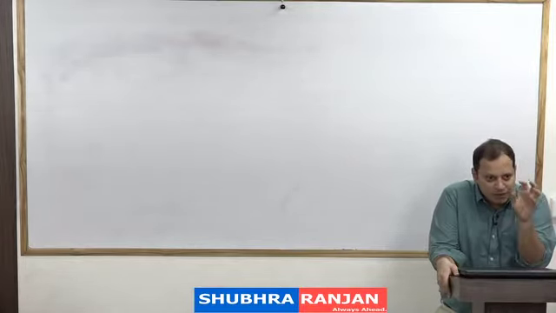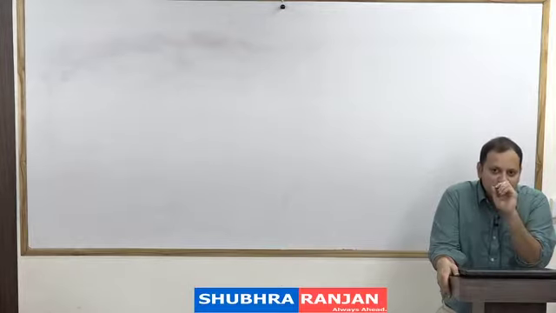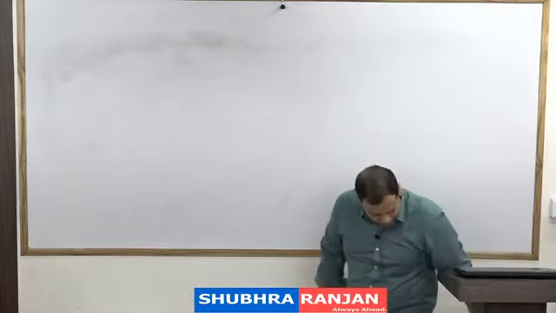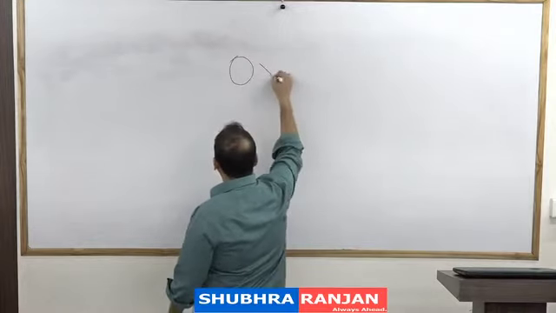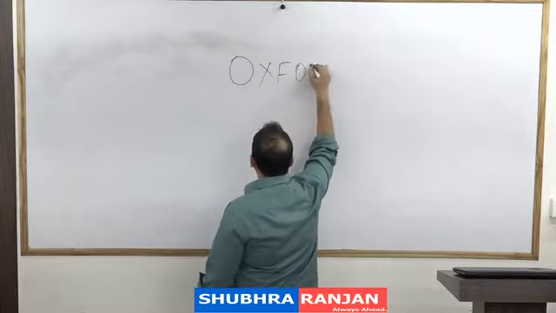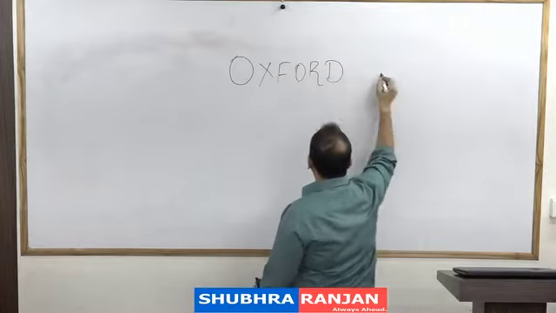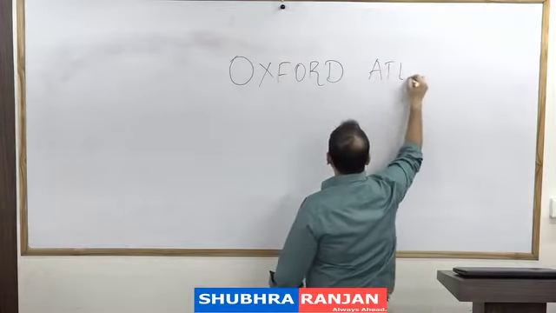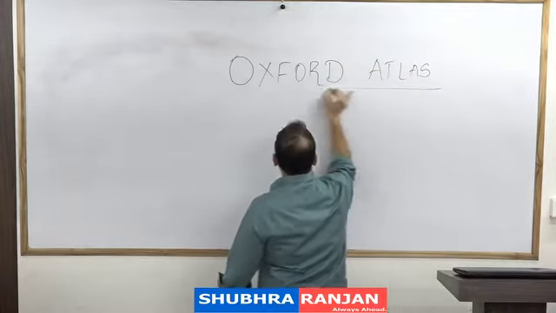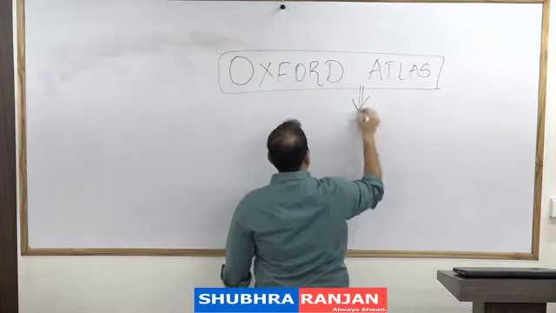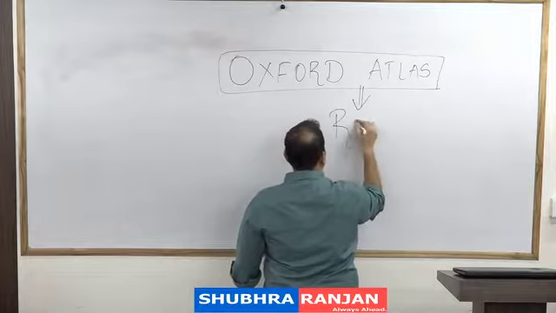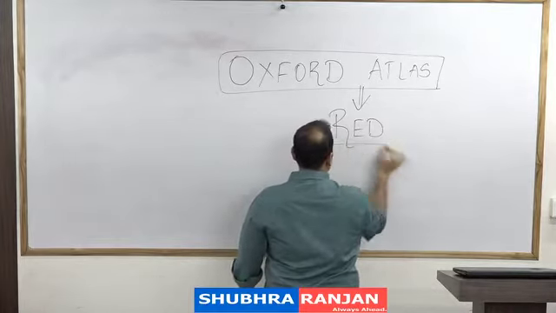Now, one message we forgot to give you yesterday, that you should be buying a Oxford ka atlas whenever you come to the geography ka class. So from tomorrow's class, you should be carrying the Oxford Atlas, which is red in color.